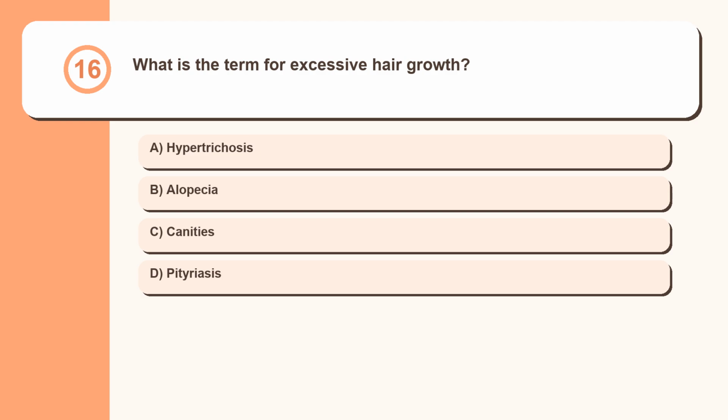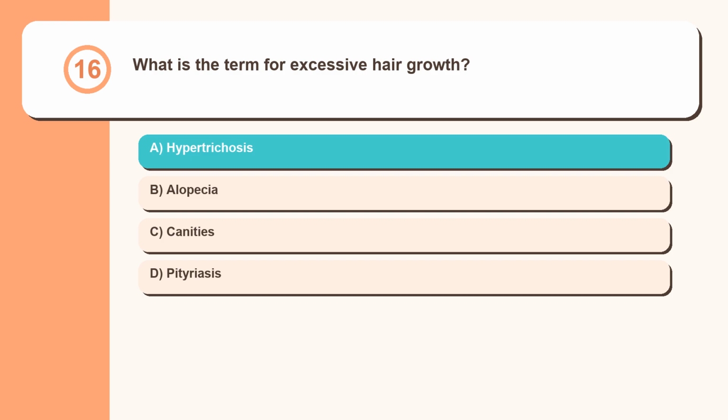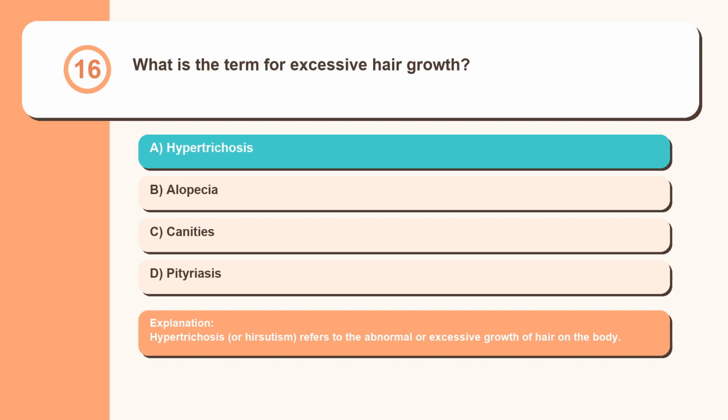Question 16. What is the term for excessive hair growth? Hypertrichosis, alopecia, canities, pityriasis. Hypertrichosis, or hirsutism, refers to the abnormal or excessive growth of hair on the body.